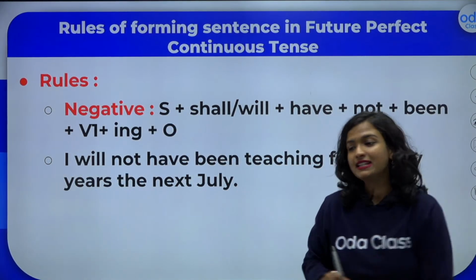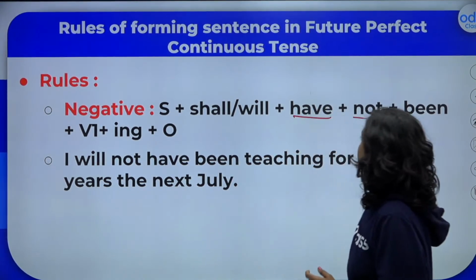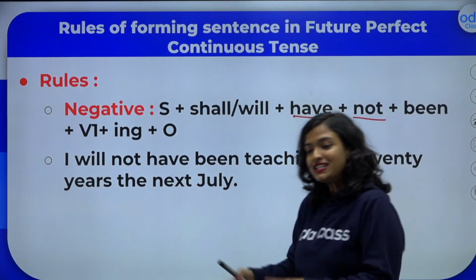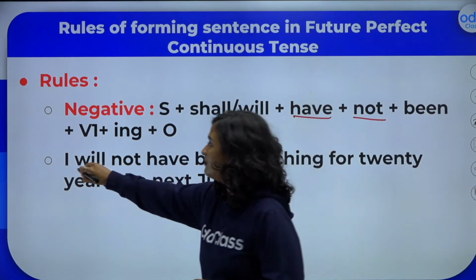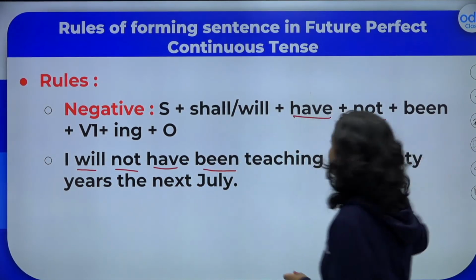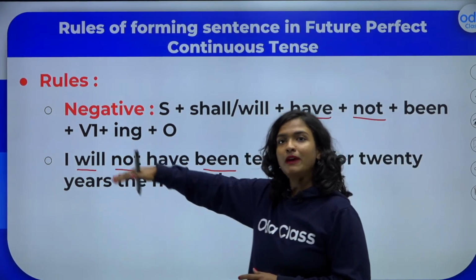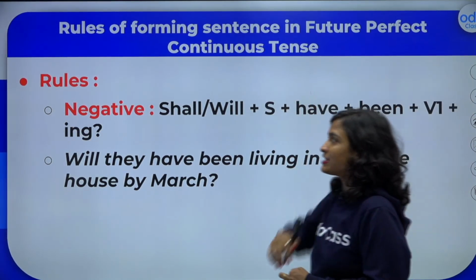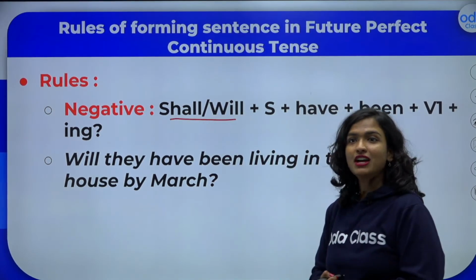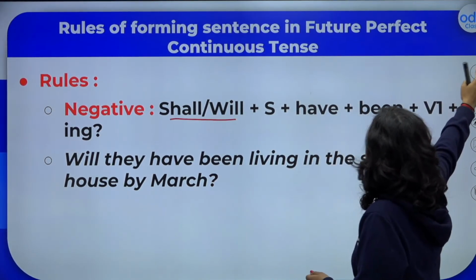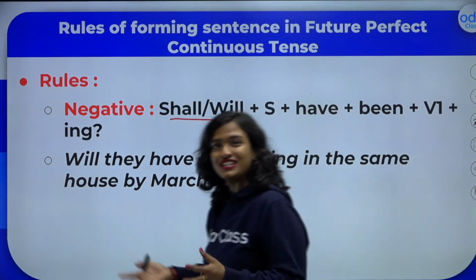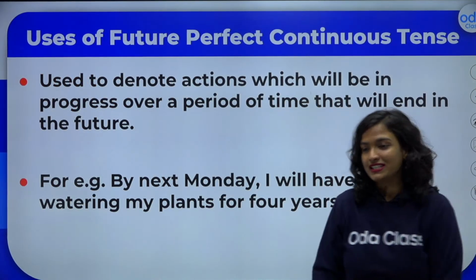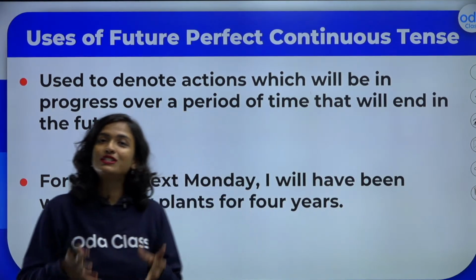When we negate our sentence, we have to put not after will. I will not have been teaching for 20 years next July. Will not have been. So remember, helping verb followed by not followed by have. So we have our shall or will, then we have the subject followed by have, been, ing when it comes to our interrogative sentences.